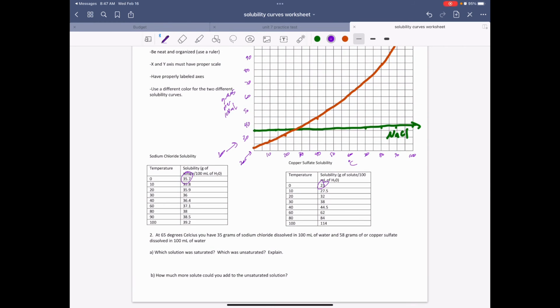So at 65 degrees Celsius, you have 35 grams of sodium chloride dissolved in 100 milliliters of water. Let's mark these 2 points. At 65 degrees Celsius, which is right there, 35 grams of sodium chloride. I'm going to do this in green because that's my color for that. 35 grams looks to be right on the line there, right? And it says we have 58 grams of copper sulfate. 58 looks to be right around here.